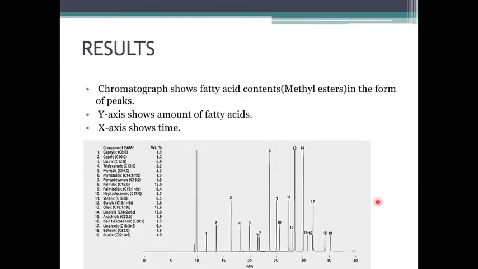These are the results. In results, we can basically see the peaks are obtained for different fatty acids. The x-axis shows the time and the y-axis shows the amount of fatty acid. By this, we can easily recognize the fatty acids, and these results can then be compared and detected for the identification of bacteria. The rest of the job is done by the Sherlock software.